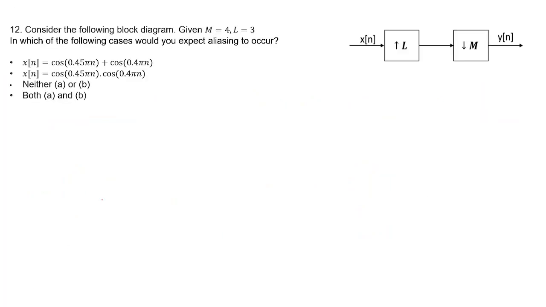Let us move to question 12. So here are some frequencies given. Xn is equal to cos 0.45 pi n plus cos 0.4 pi n. So what is the maximum frequency of the signal? F max is max of 0.45 pi or 0.4 pi, 0.45 pi, that is 9 pi by 20.